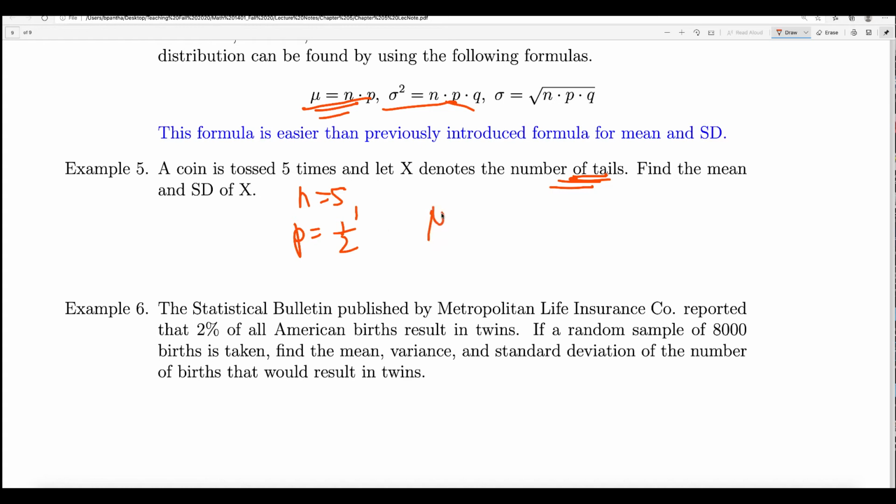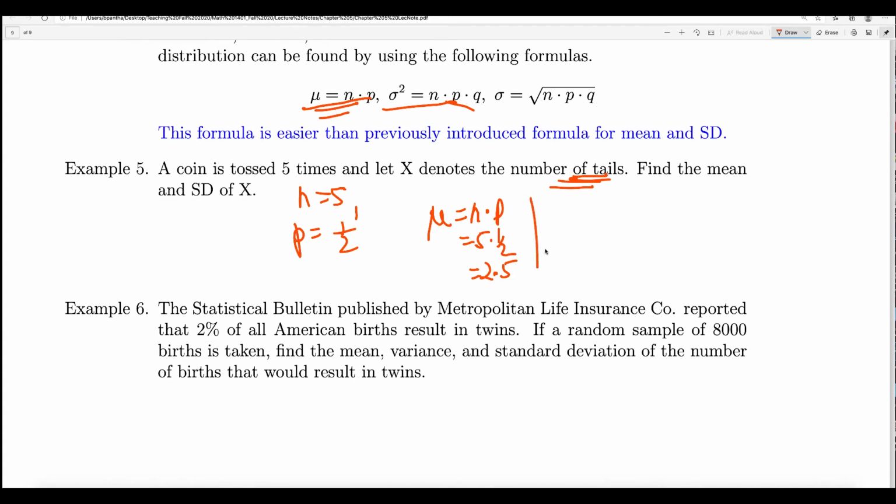So what is the mu? Mu is n times p. That is 5 times 1/2. That is 2.5. The average is 2.5. That's what it says, right? So meaning if you toss a coin 5 times, half of the times you should get the head, and half of the times you will get the tail.